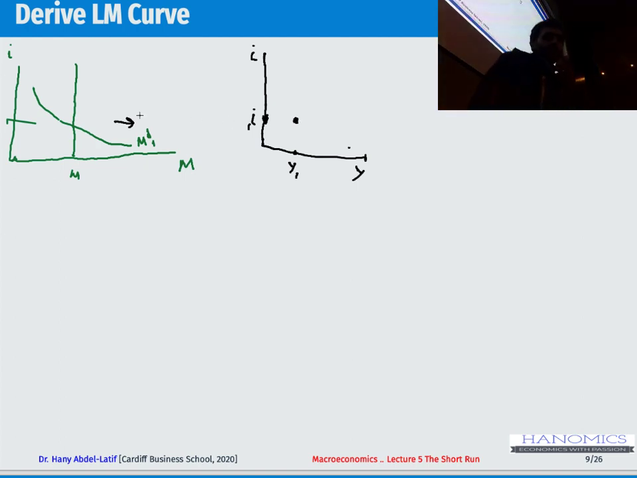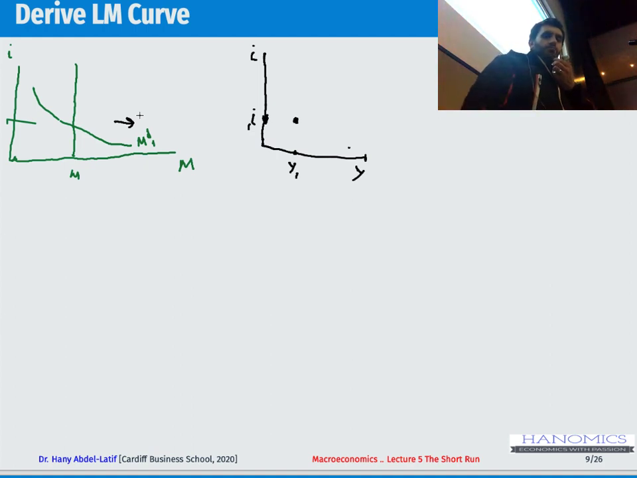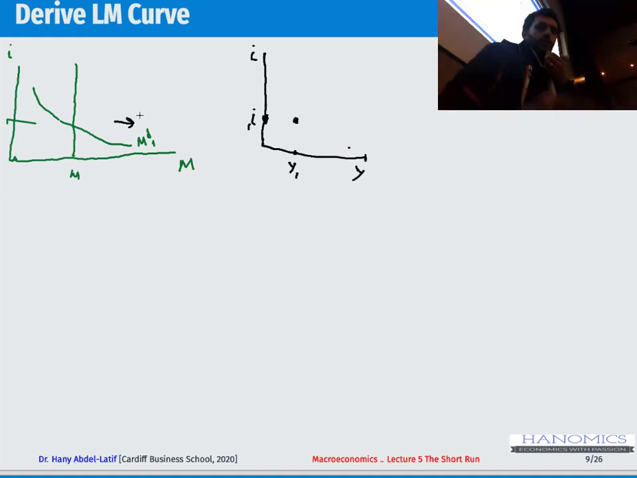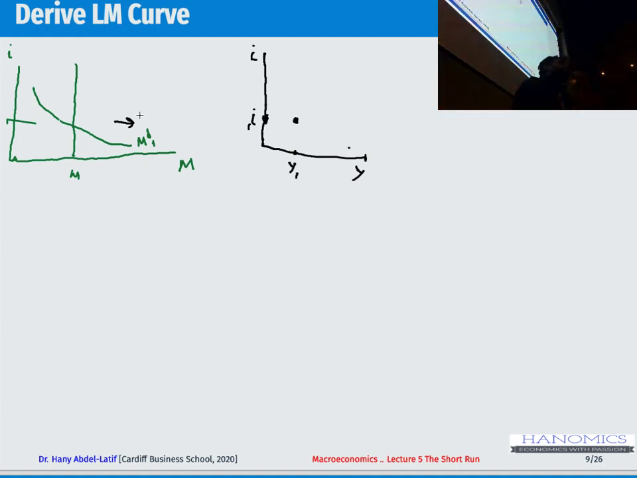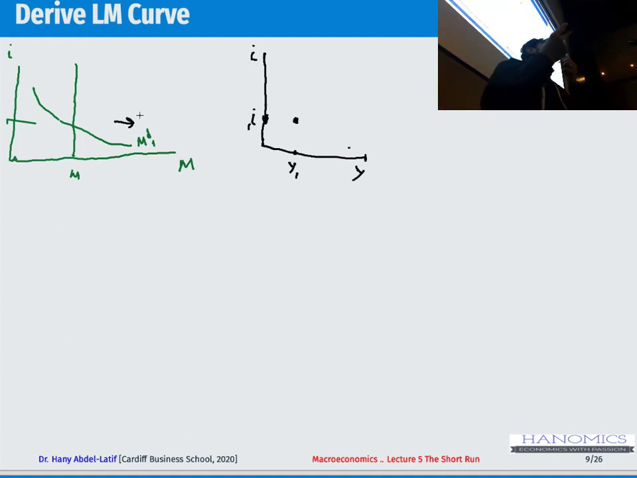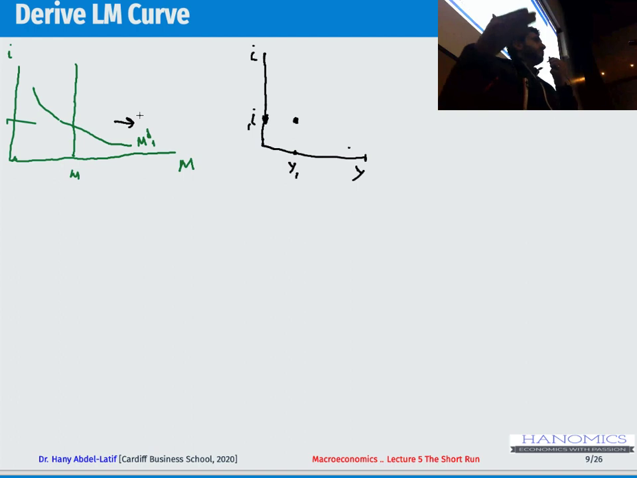So this is a given level of real income, and this is how the equilibrium happens in the money market. Now let's assume a scenario where income, or Y, has increased. Remember, what determines the demand for money? We say the transaction, precautionary, and speculative demand, which depend on the interest rate.